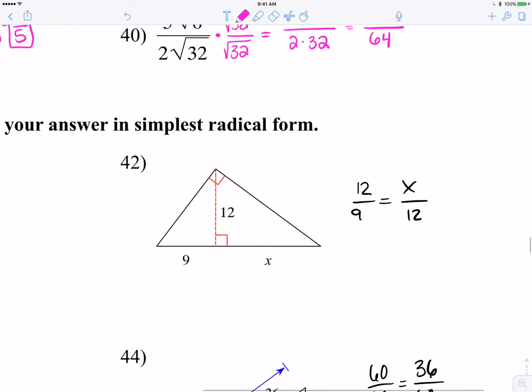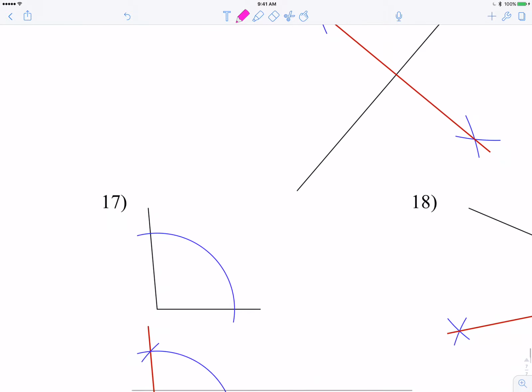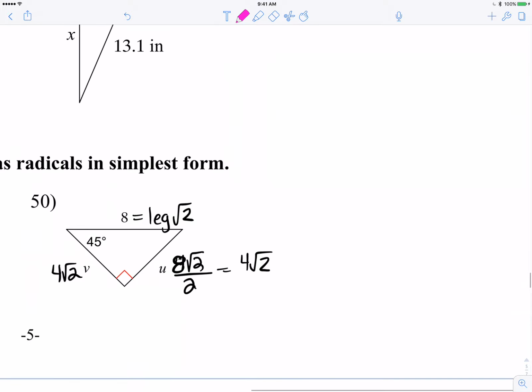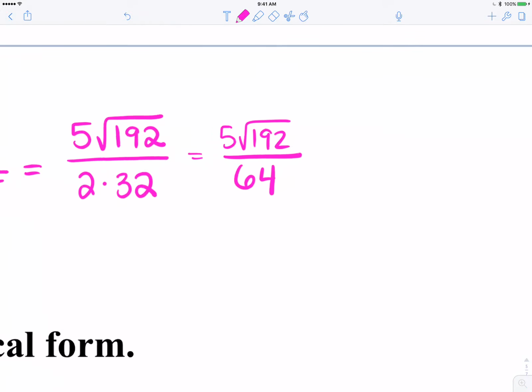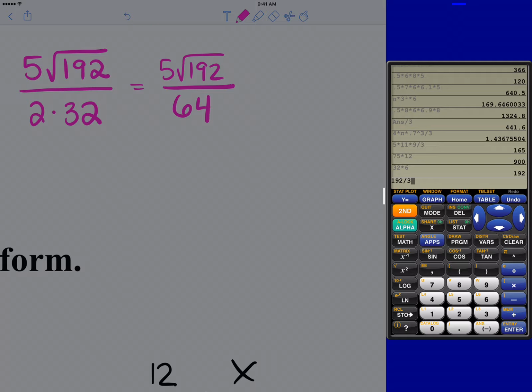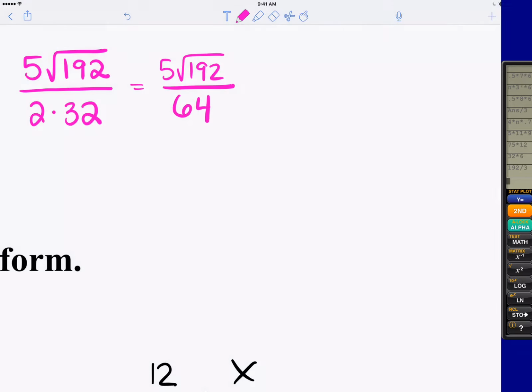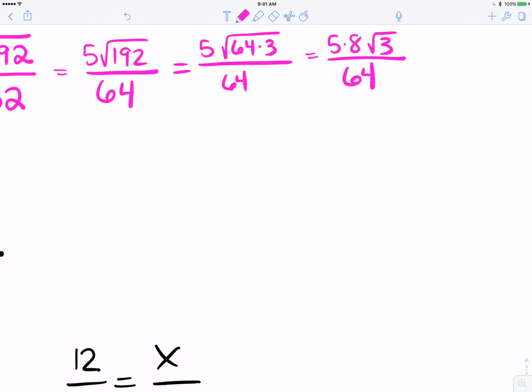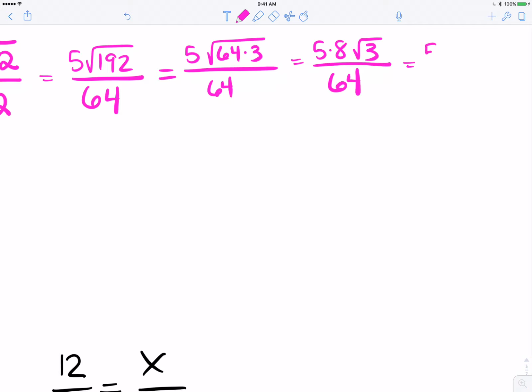I'm going to cheat a little bit here. The answer we're looking for is 5 times the square root of 3. Okay, so that tells me 192 can be simplified. 192 is apparently divisible by 3. And yes, it's 64 times 3. So this is 5 times square root of 64 times 3 over 64. So that's 5 times 8 times square root of 3 over 64. So that's 5 square root of 3 over 8.